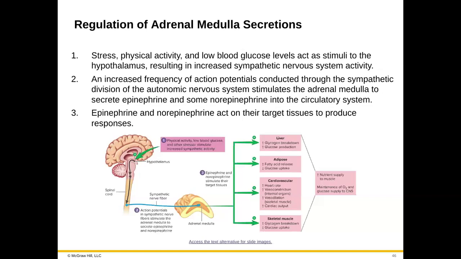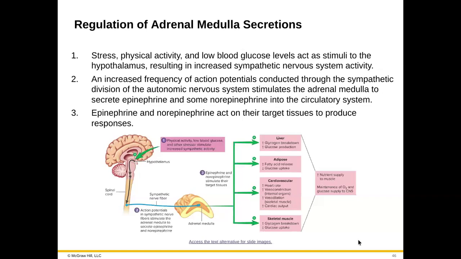And then in the skeletal muscle, we're going to increase glycogen breakdown, like we talked about. We need more glucose going to those skeletal muscles, and we're going to decrease glucose uptake. So we want to be getting glucose into those muscles. We don't want to be storing it in any way.